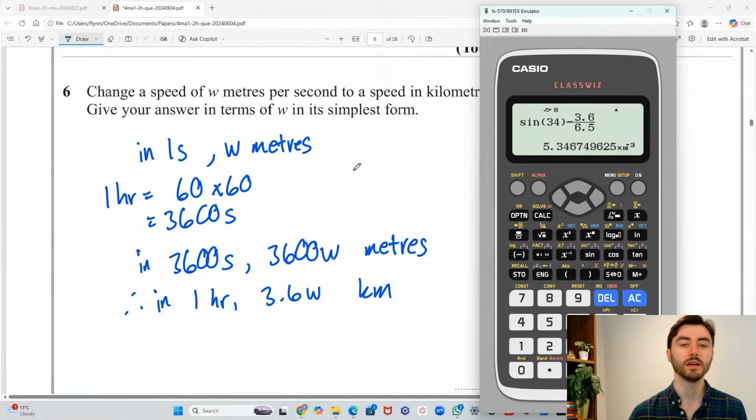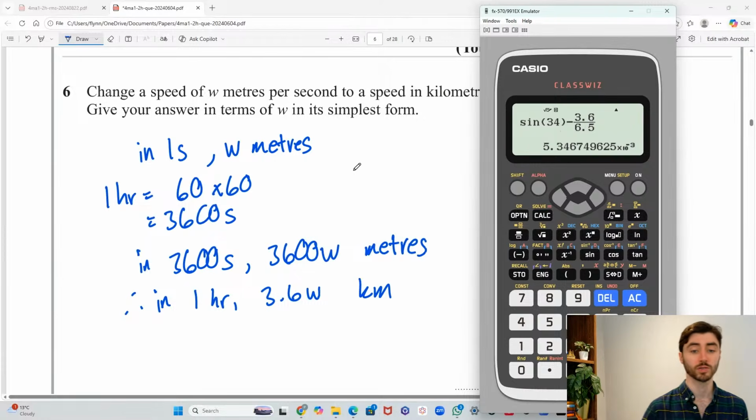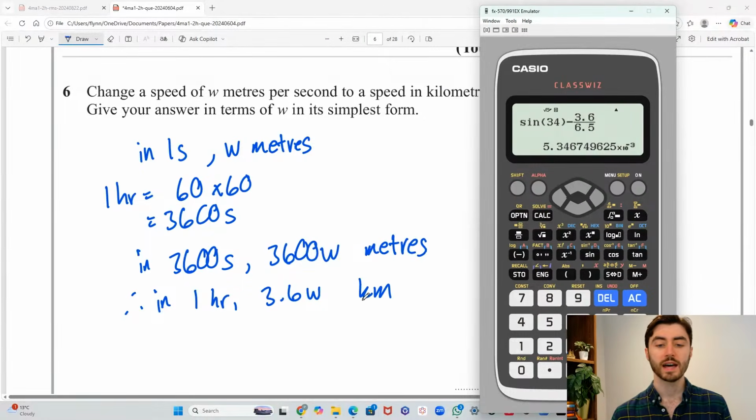What I'm going to do here is to choose a suitable value of W and make sure it works. So let's say W is 17.1.